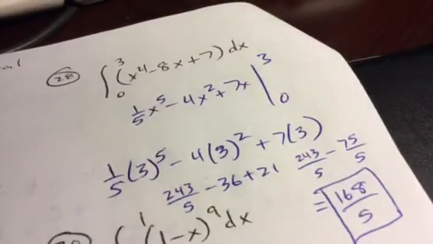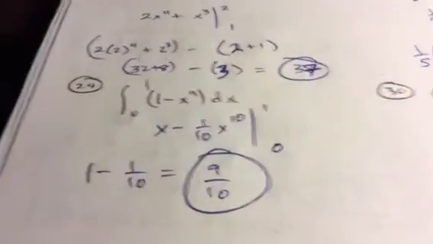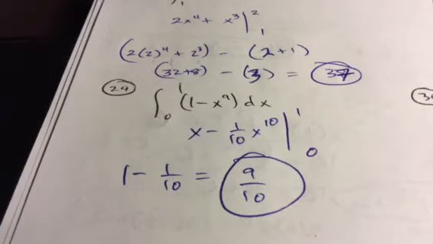There you go, folks. Take the antiderivative and plug 3 in for x, and then when you subtract, plugging in 0, and you subtract that, it's going to be nothing. So just plug 3 in for x, 168 over 5. Take the antiderivative here, you get x minus 1/10 x to the 10th. Just plug 1 in, you get 9 over 10.